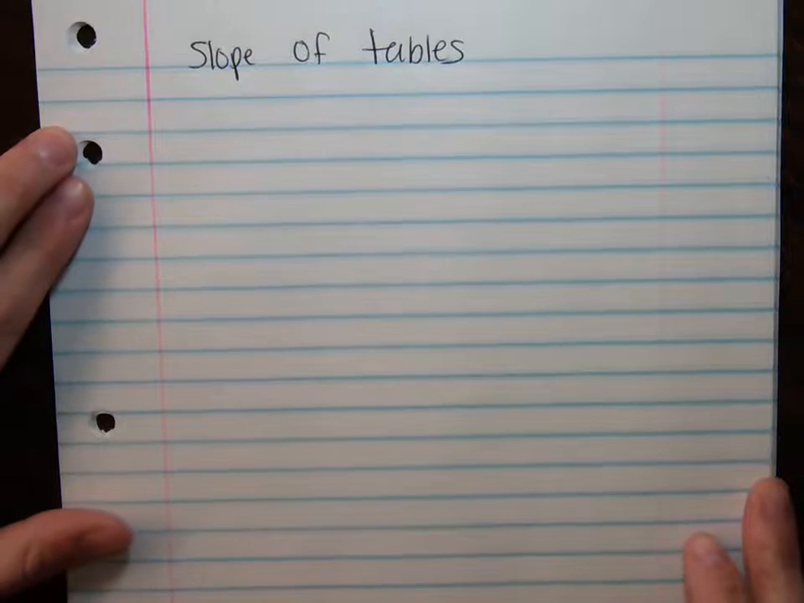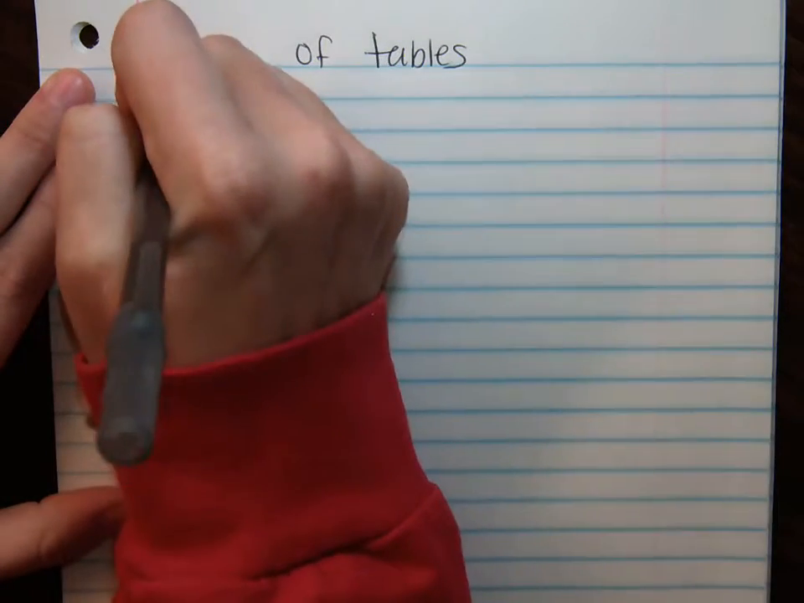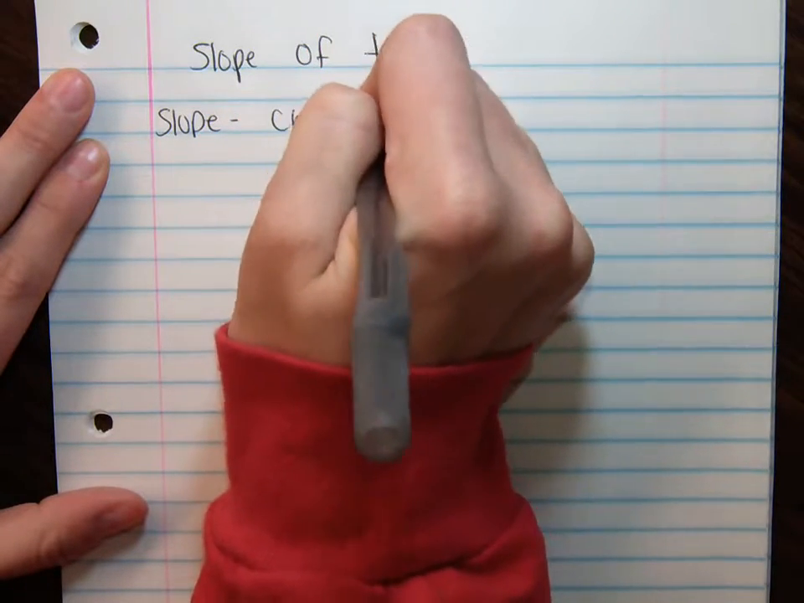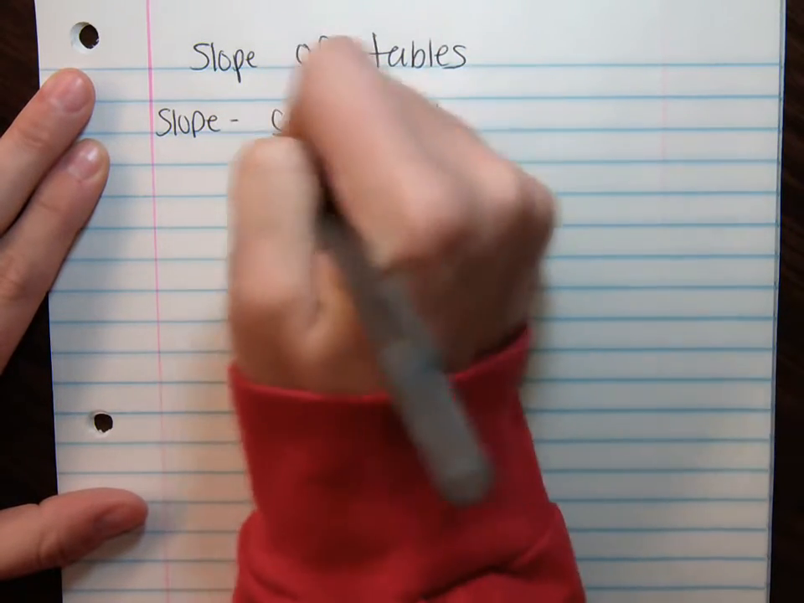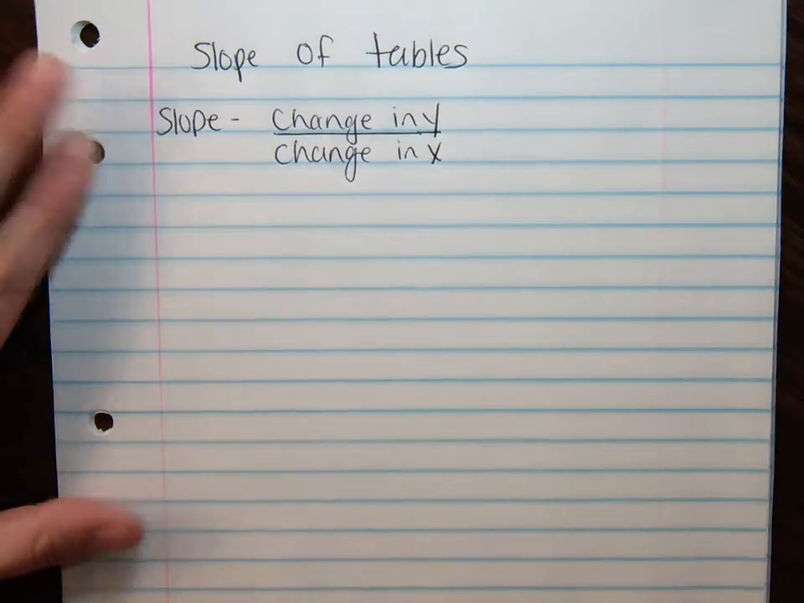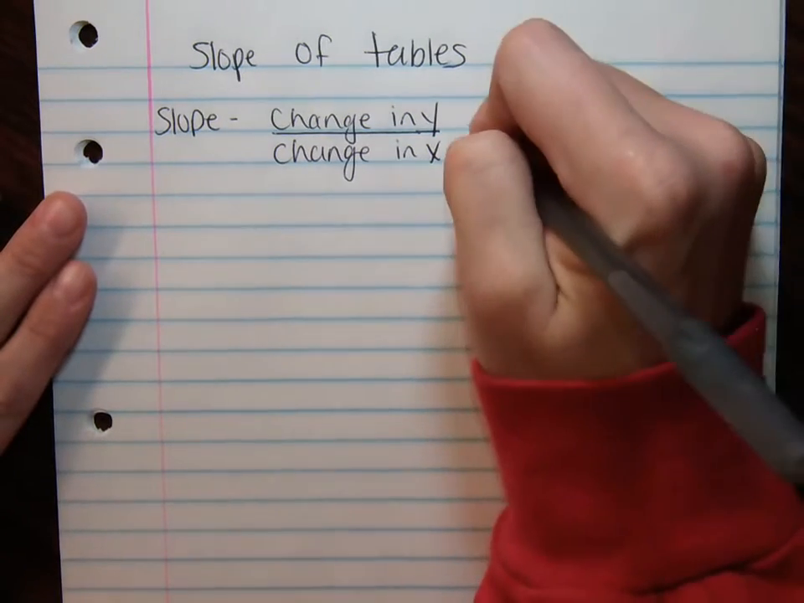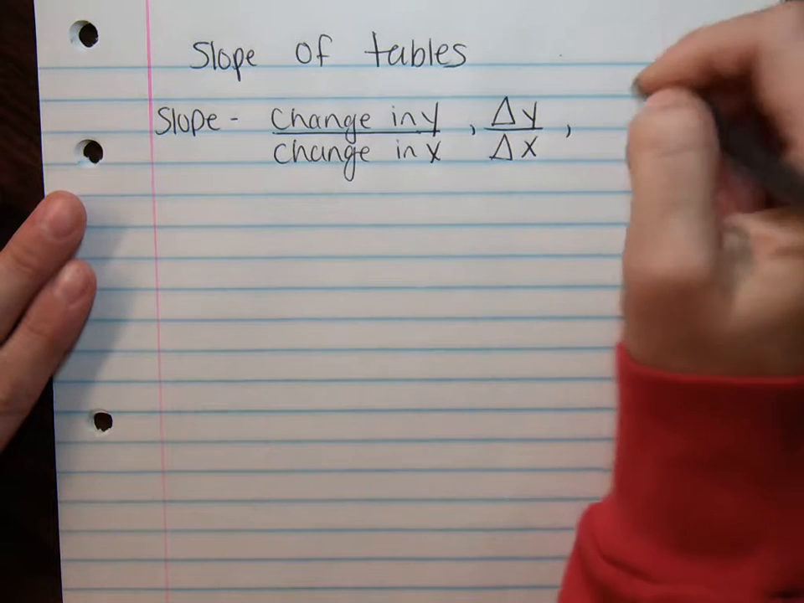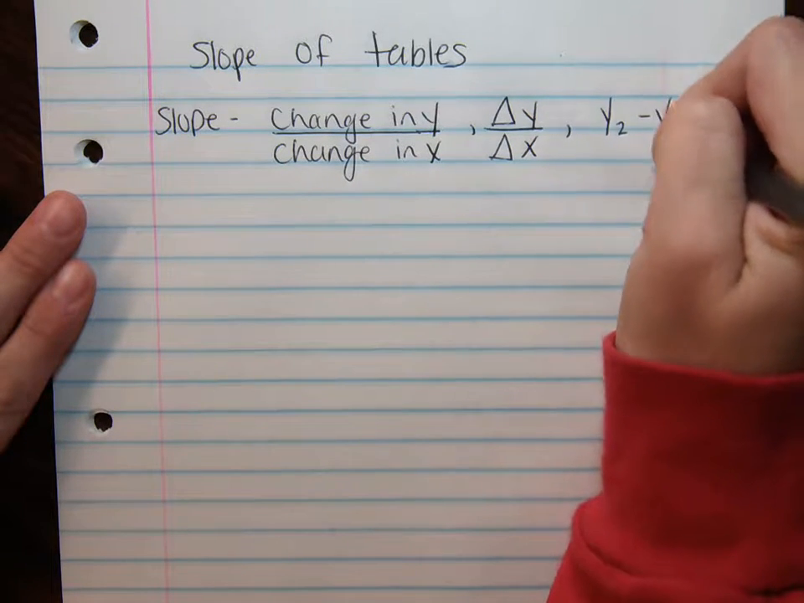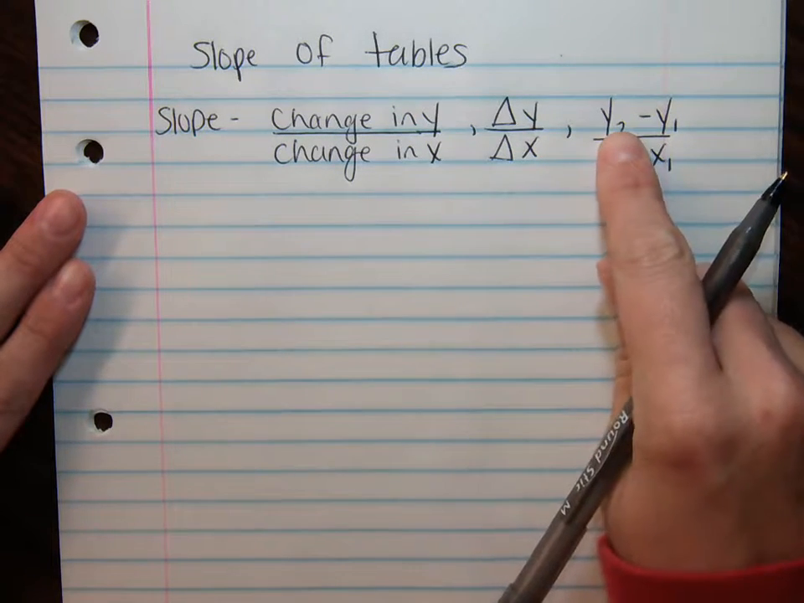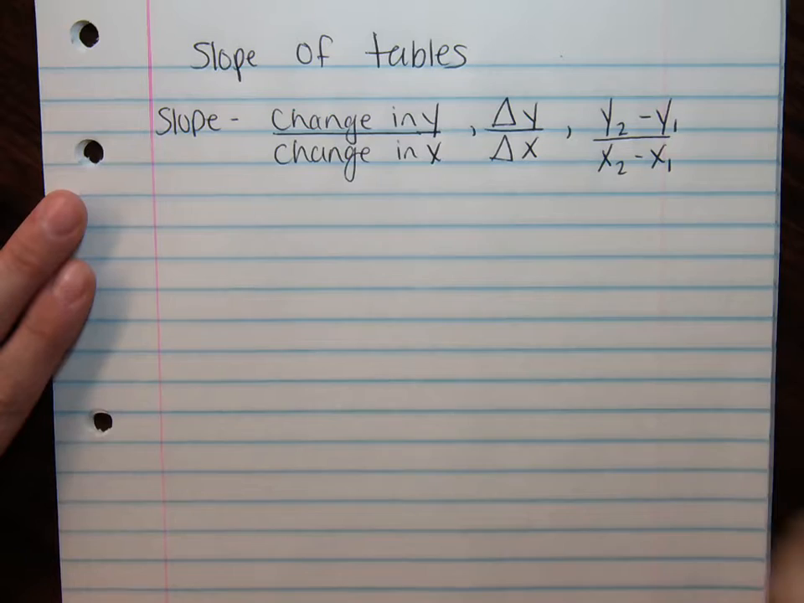Alright, we are going to find the slope of some tables, and we already know that slope is the change in y over the change in x. And remember, change is subtraction. Okay? Your algebra teachers will probably write it like this next year. And we can also see that as y2 minus y1 over x2 minus x1, which is just subtracting two y values and two x values.